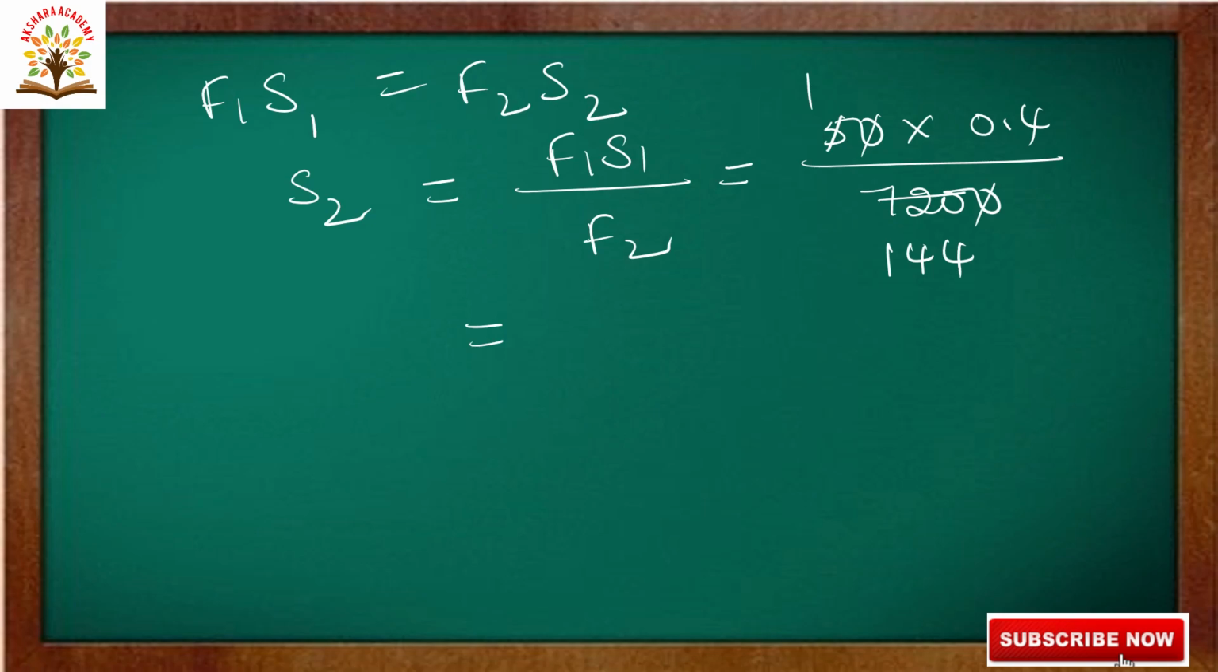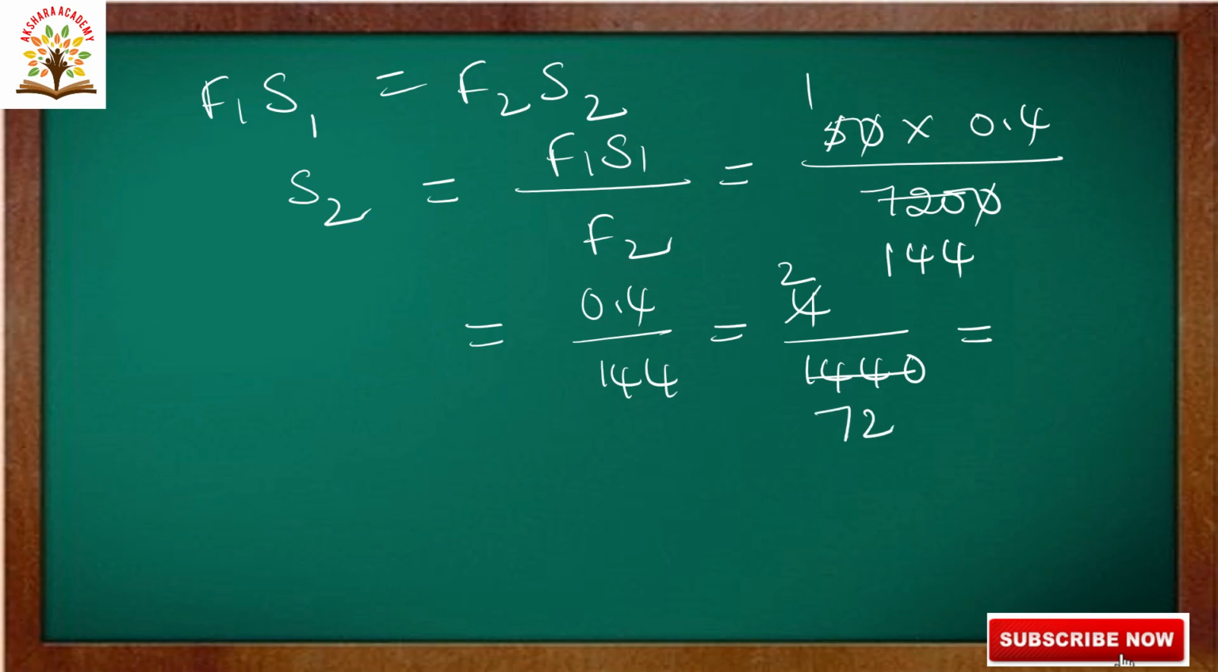So S2 is equal to 0.4 by 144. This can be written in decimal representation as 4 by 1440. Here 2 2s are 4, 2 7s are 14, 2 2s are 4, 0. And again 2 1s are 2 and 2 3s are 6. Here 2 3s are 6, and here 2 6s are 12, 0. That is equal to 1 by 360.